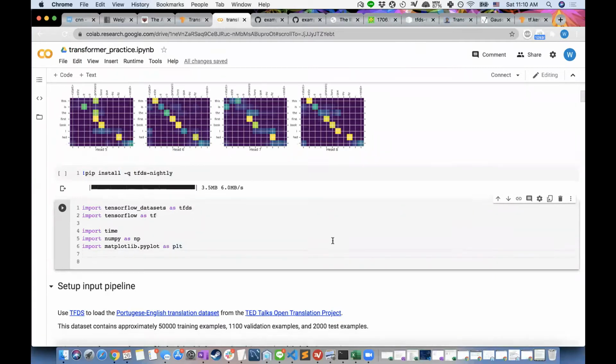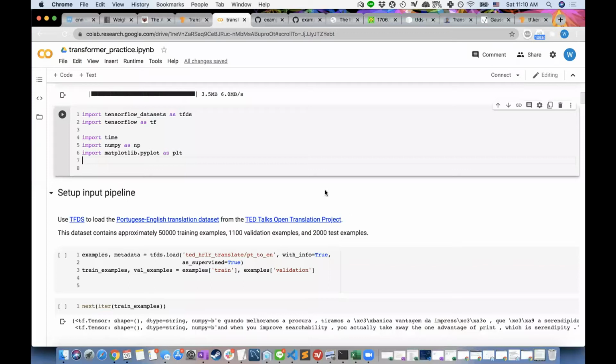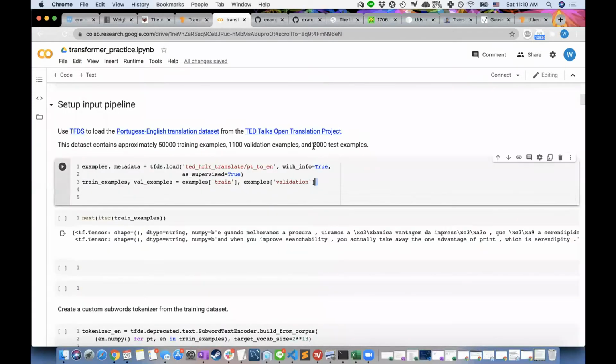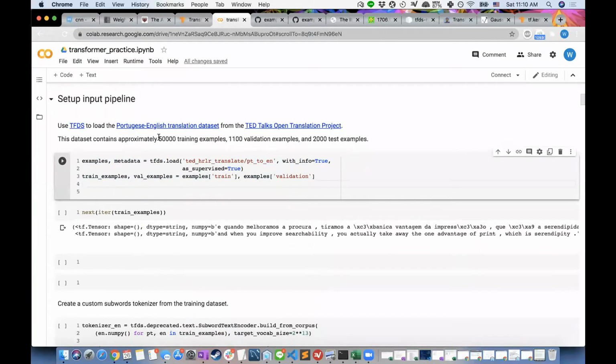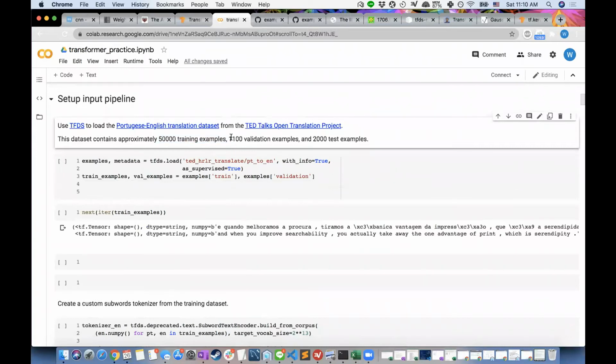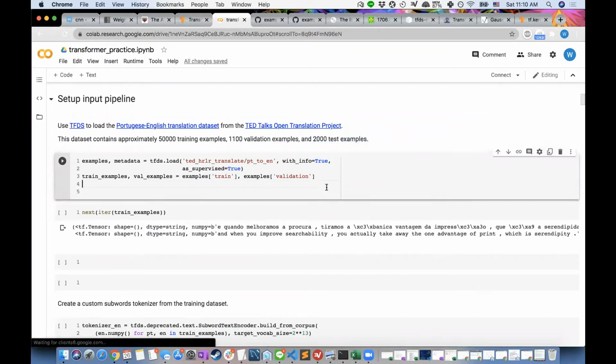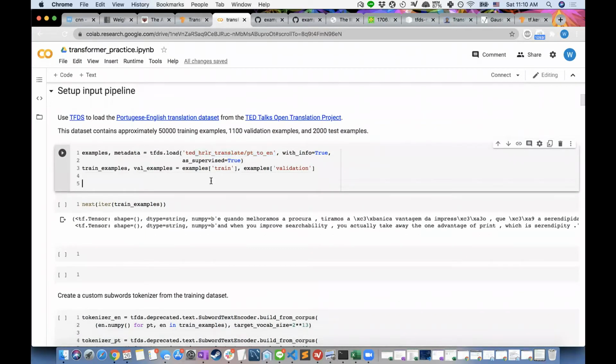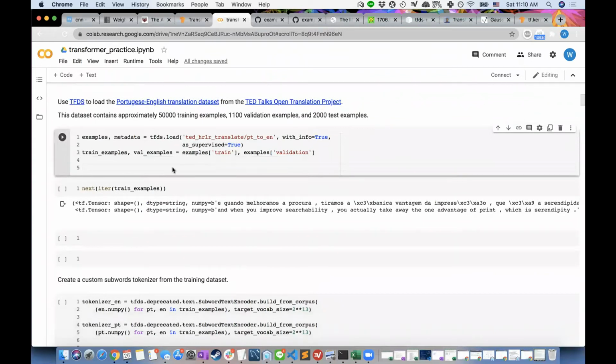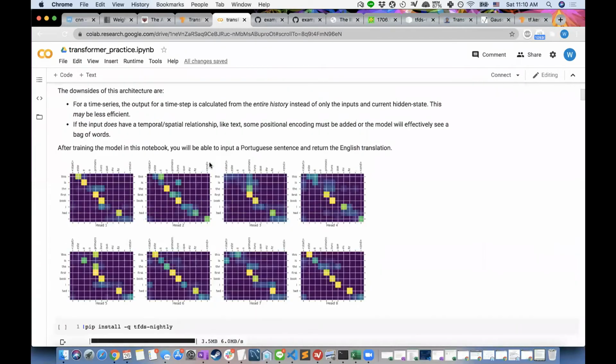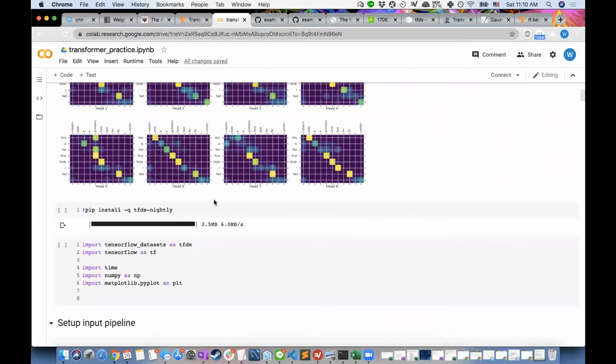All right, so let me recap. Basically, what we did was loading the data. And what is the data itself? It's the Portuguese English translation data set from the TED Talks. And what does the data look like? We got 50,000 training examples, 1,100 validation examples, and 2,000 test examples. And this is how you load up the data. And we were just taking a look at it. And let me just shift enter it through myself as well.